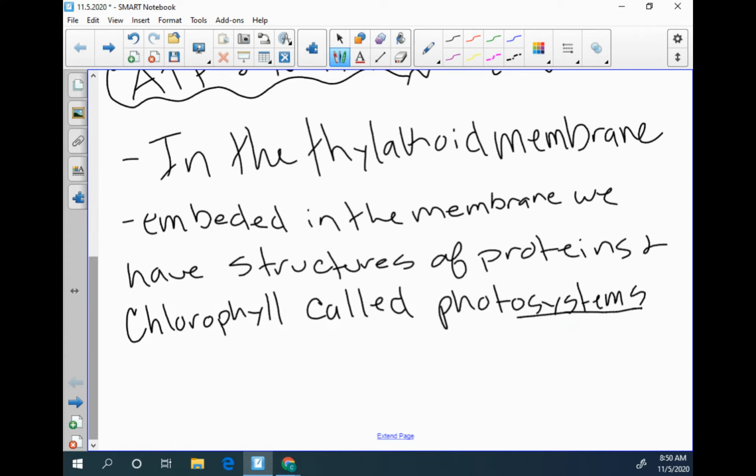So when we talked about cell membranes, we talked about how there are a lot of proteins and carbohydrates and other molecules embedded in those membranes. That's why we called it a fluid mosaic. And the thylakoid membrane is no different. In our thylakoid membrane, we have special clumps of proteins, and they are called photosystems. A photosystem absorbs sunlight to generate high energy electrons. That's the whole point of photosystems.